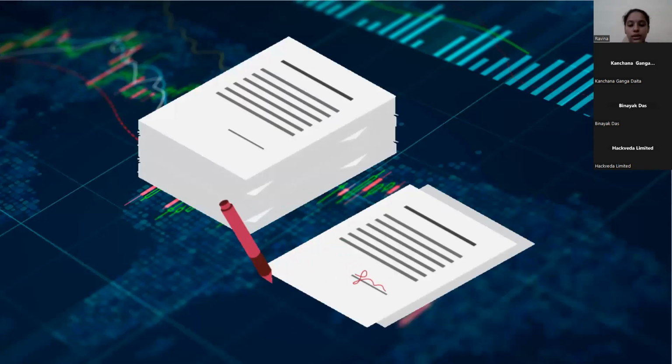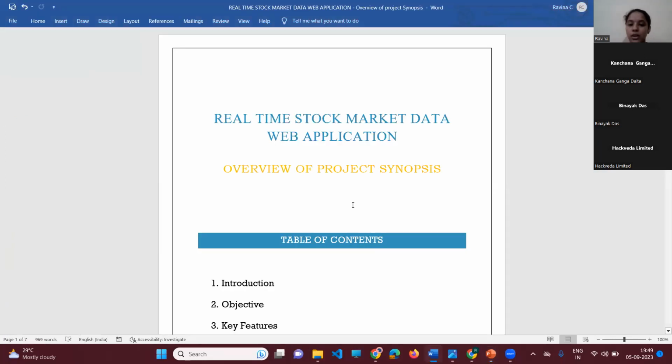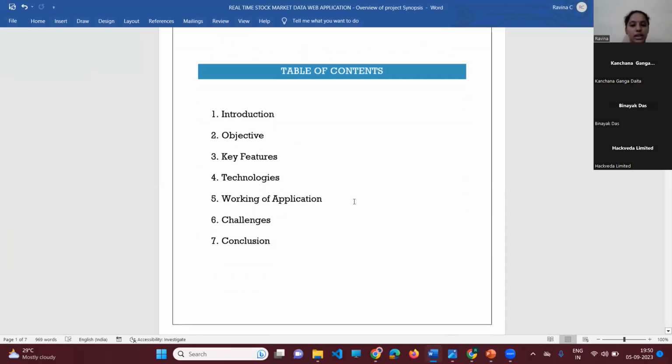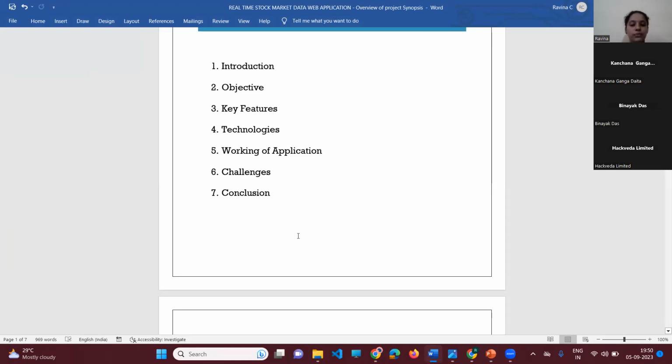So we'll have a look at the documentation part. This is the document I created: Real-Time Stock Market Data Web Application, overview of the project synopsis. These are the table of contents: introduction, objectives, key features, technologies, working of the application, challenges, and conclusion.